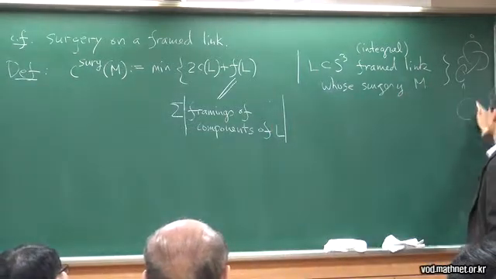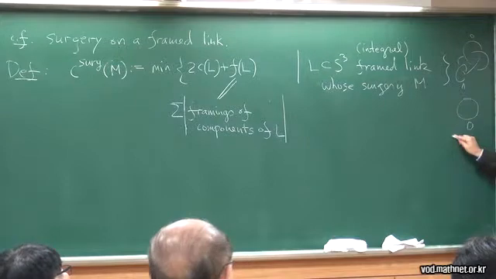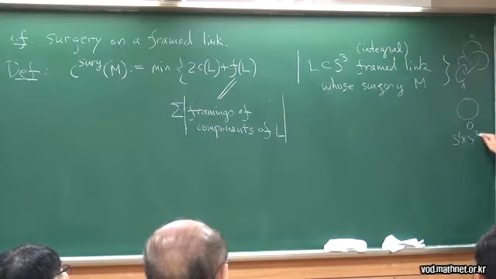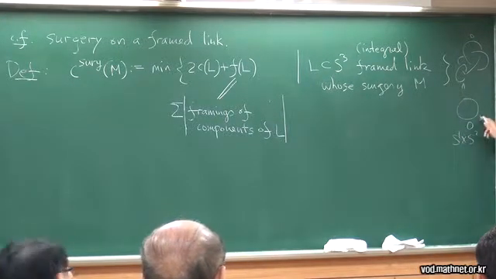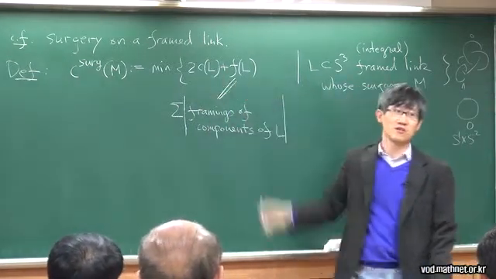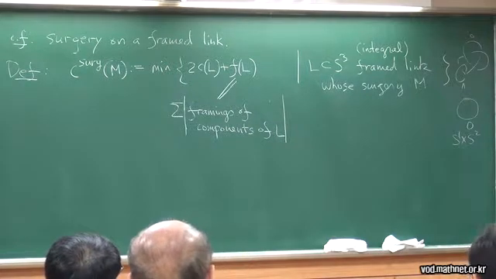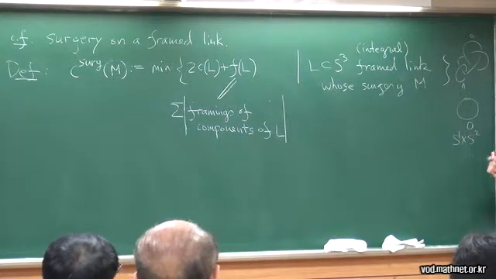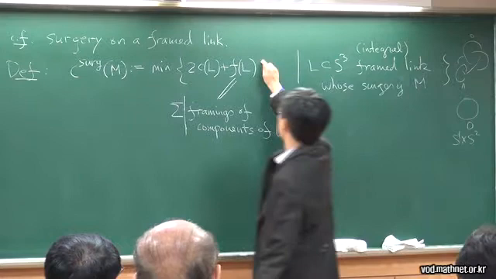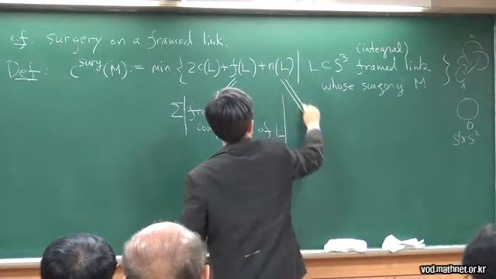Suppose, for instance, this thing. What is this? This is S1 cross S2, but this is not reflected here. Crossing number 0 and framing contribution 0. But I don't want to ignore this. So let's add something, which I denote by N over L.